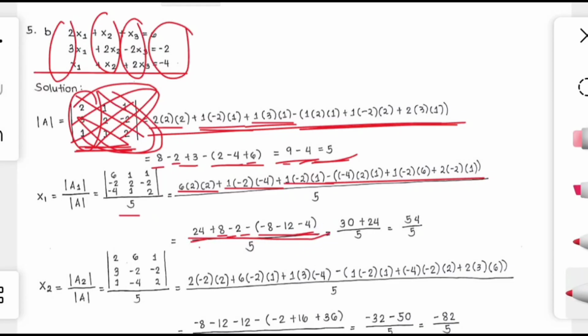And then 24 plus 8 minus 2 is equal to 30. And -8 minus 12 minus 4 is equal to -24. And since it is subtraction, we get 30 plus 24 all over 5. So 30 plus 24 is equal to 54, all over 5. So we get this x sub 1.